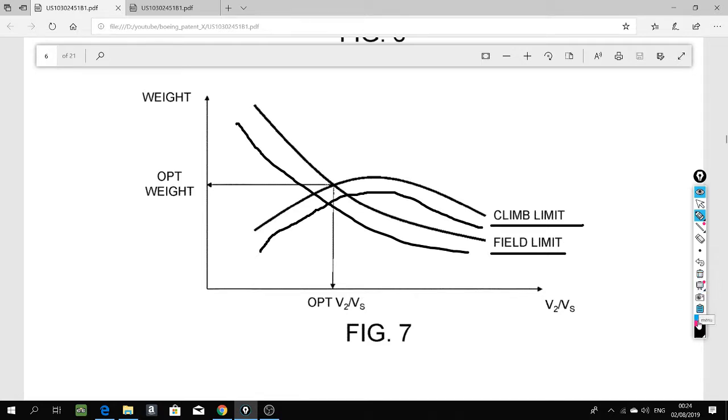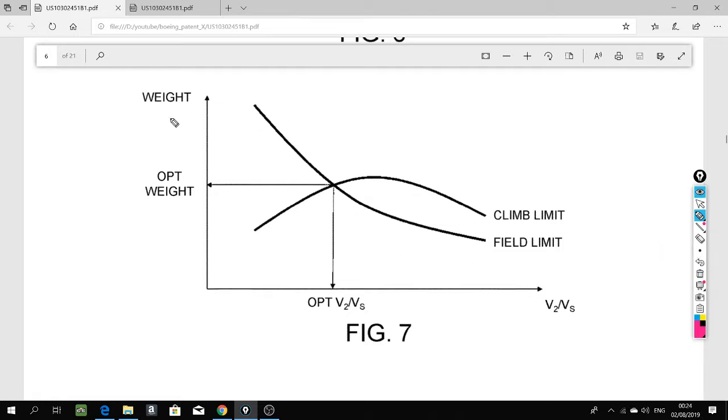So when these two graphs are combined, we have this sort of curves with us, and the intersection of these curves gives us the optimum V2 over Vs and the optimum weight. You should convince yourself of it. It's very obvious that there will be an optimum meeting point of these two characteristic curves, one curve for the field limit, the other for the climb limit, and this intersection point determines the optimum weight for which there is an optimum V2 over Vs ratio, right? I hope it's clear. It's quite straightforward, right?